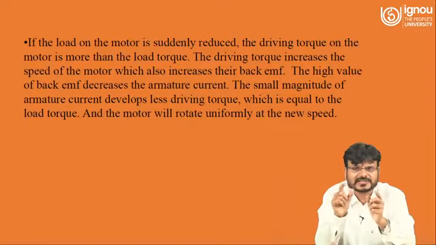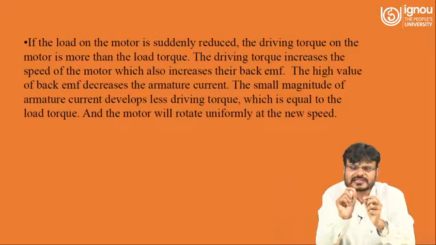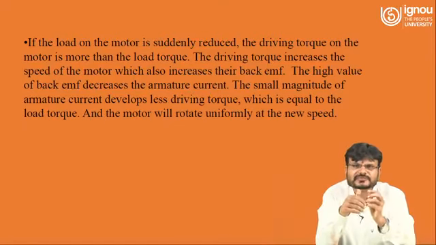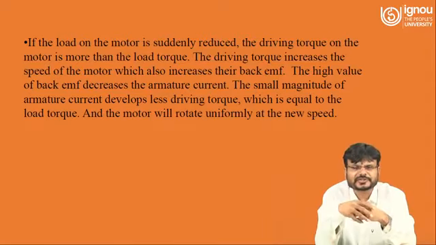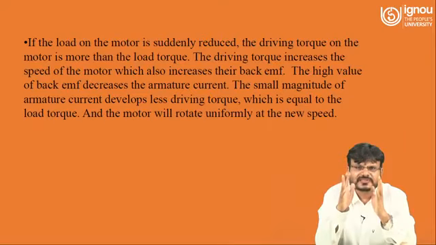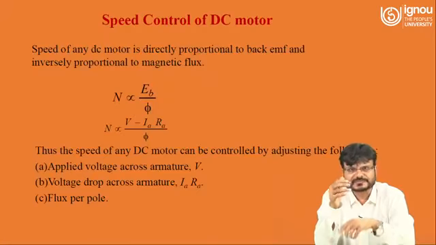Now you can understand, this EB is increasing, that means IA is equal to what? IA is equal to V minus EB. So if EB is increasing, that means V minus EB is reducing, that means it will draw less armature current. So if it will draw less armature current, that means it will draw less torque and the motor will rotate uniformly at the new speed. So we can conclude that this back EMF works as a governor of the DC motor.